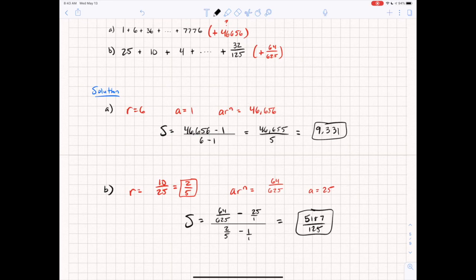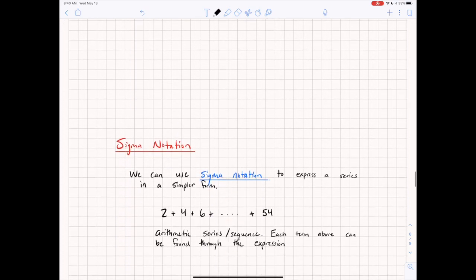It doesn't get much crazier than that. And so in the project assessment, again, you'll have some problems there where you can try to calculate and work through some geometric series. All right, and so that leaves us then with sigma notation. So let's talk about sigma notation.